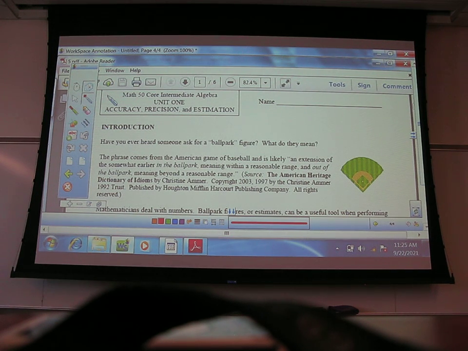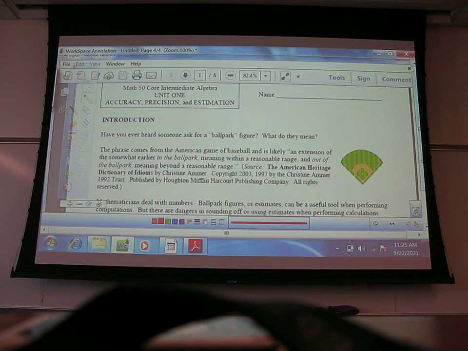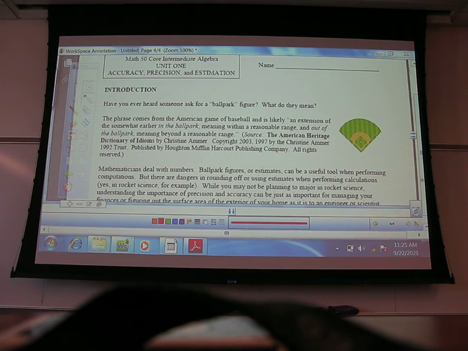David, go ahead and read the first paragraph again, or the first sentence and paragraph. Okay. Have you ever heard someone ask for a ballpark figure? What do they mean? The phrase comes from the American game of baseball and is likely an extension of the somewhat earlier in the ballpark, meaning within a reasonable range, and out of the ballpark, meaning beyond a reasonable range. You can skip the source, don't worry about the source. Right, so in the ballpark, it's reasonable range. Out of the ballpark, that's far, yeah?